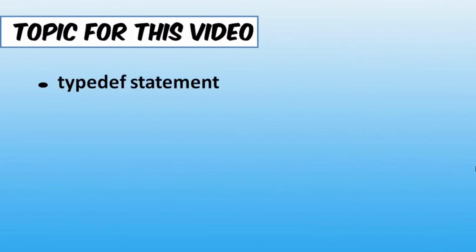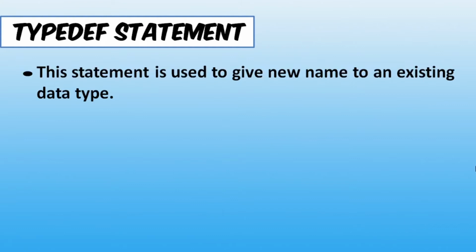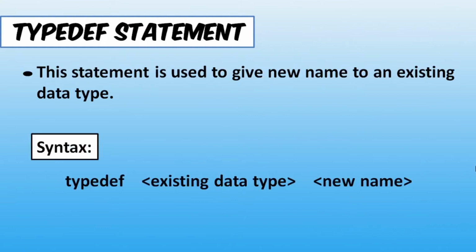So this is part 8 and today we will be talking about typedef statement and escape sequence. So let's begin with typedef statement. Here typedef stands for type definition. This typedef statement allows user to define an identifier which can be used as a data type. So this statement is used to give new name to an existing data type. The syntax for using typedef statement is as follows.